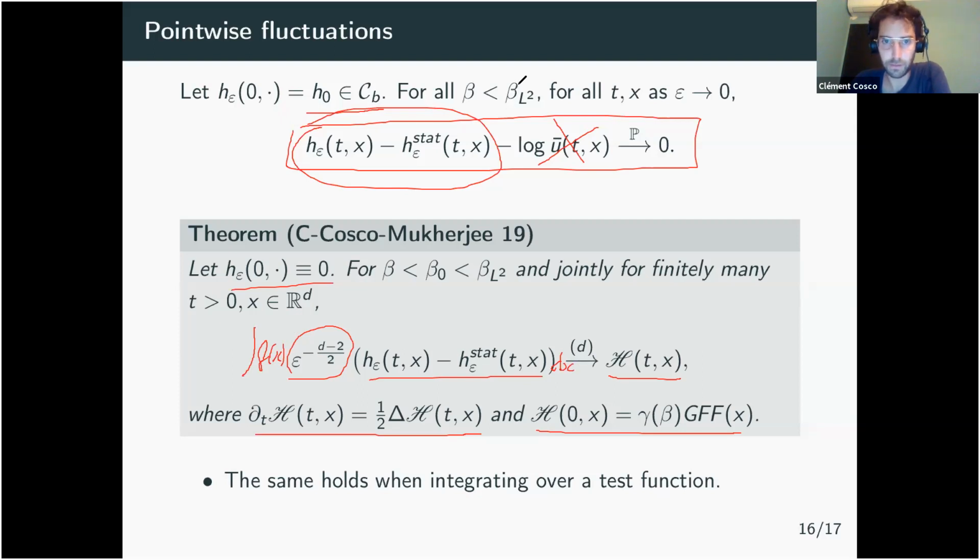But the result is much different from the one before, because in the one before you actually replace this by the expectation of H epsilon. So these are two different centerings. One is random and is also true at the pointwise level, and the other one is deterministic and not true at the pointwise level.